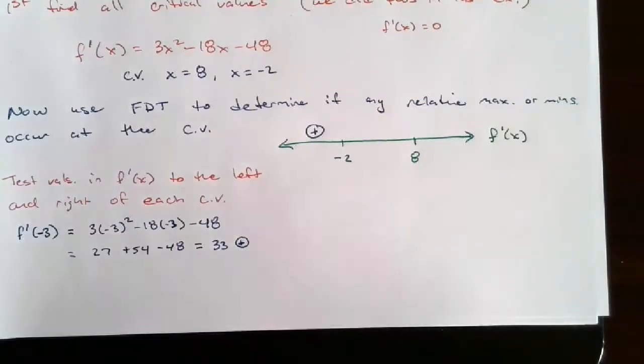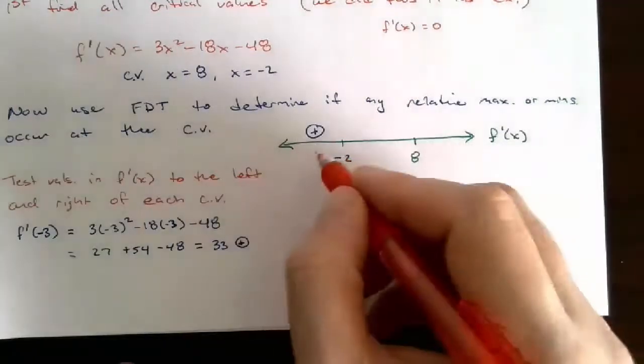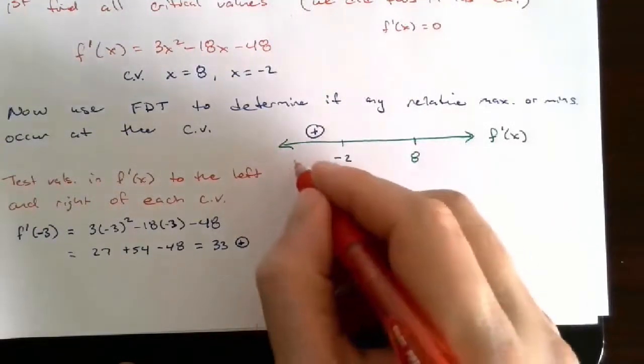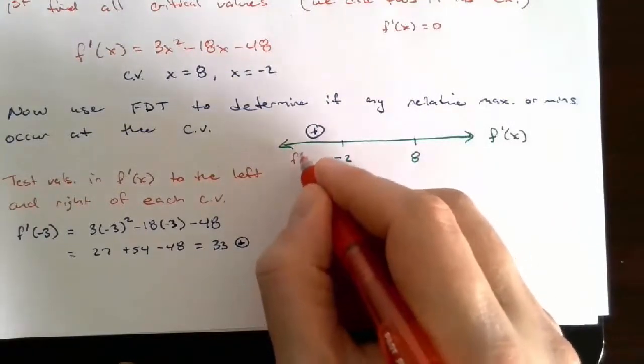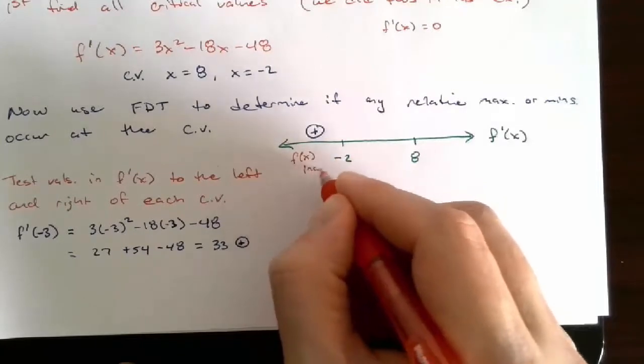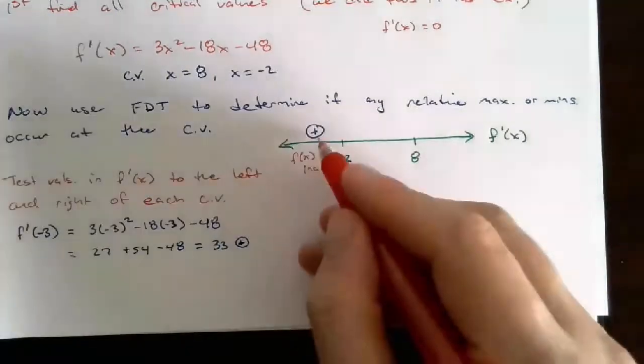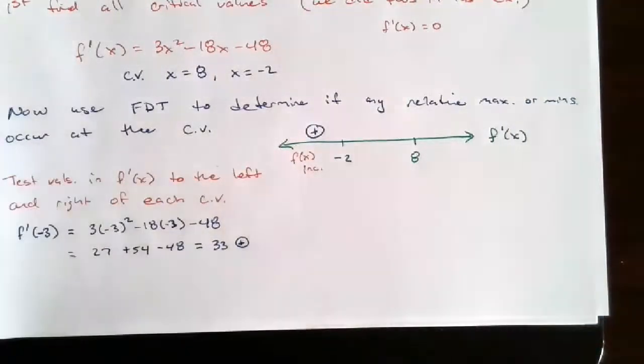Well, what does that tell you about the original function? If the first derivative is positive, the slopes of the tangent lines are positive, and that tells you that f of x, the original function, is increasing. So the first derivative being positive tells you the original function is increasing.